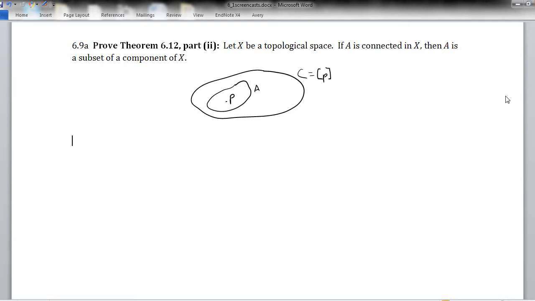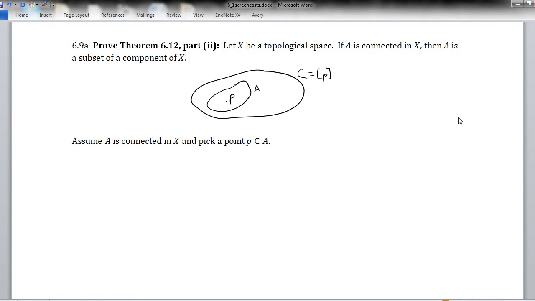Let's assume that A is connected in X, and I have to show A is a subset of a component. Remember, a component is an equivalence class of some point. So how about we take a point in A and look at the equivalence class of that point. Pick a point P in A. Then I'm going to look at the equivalence class of P, which is bracket P, or I can call it C.